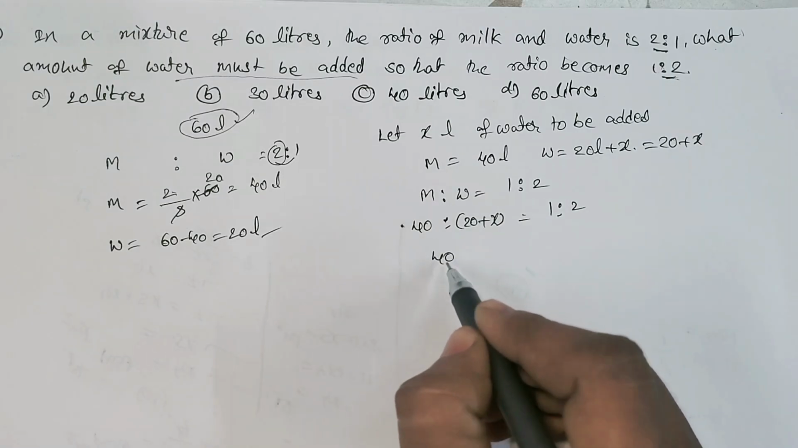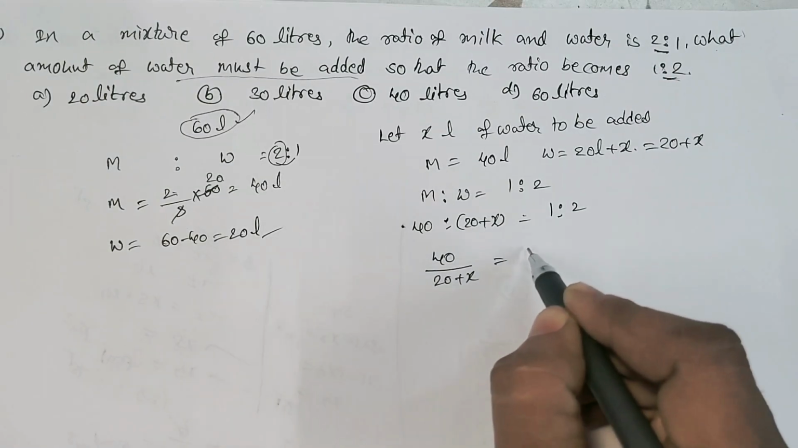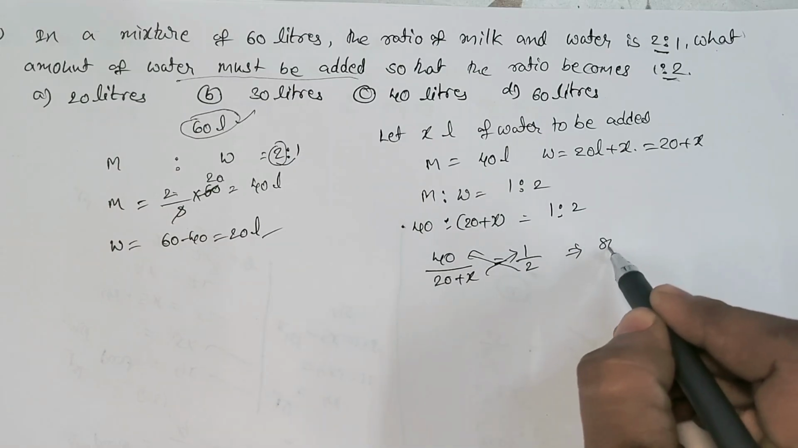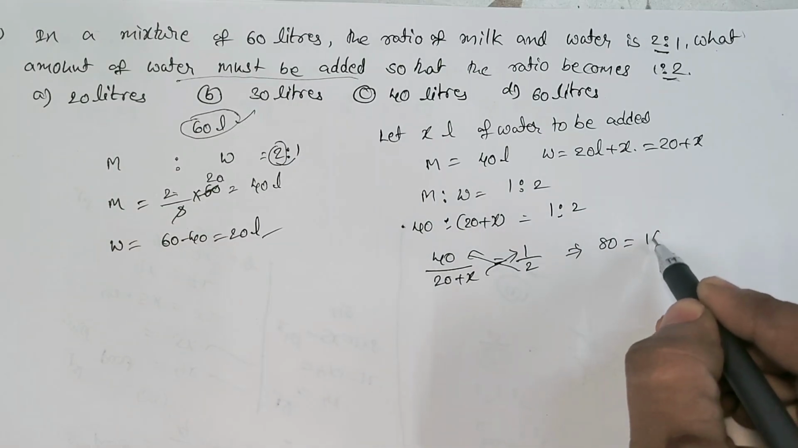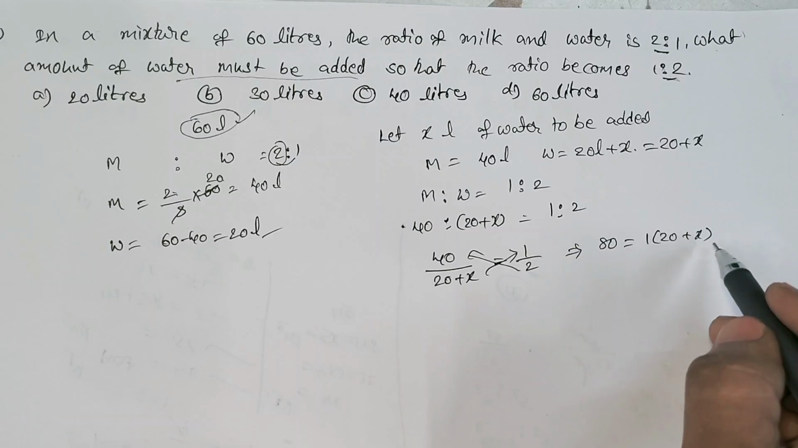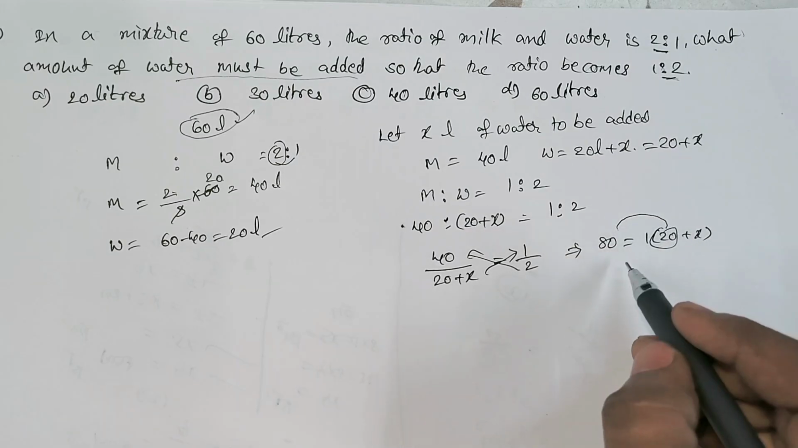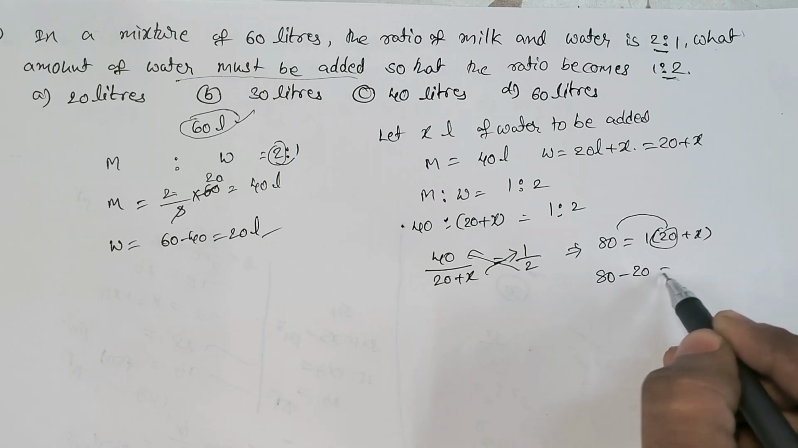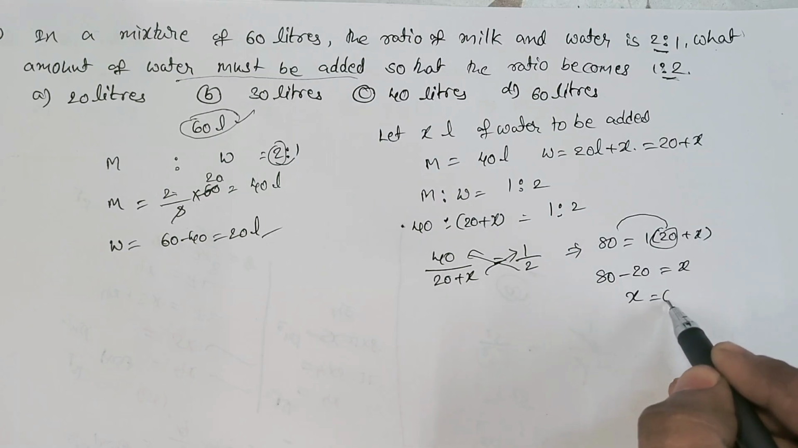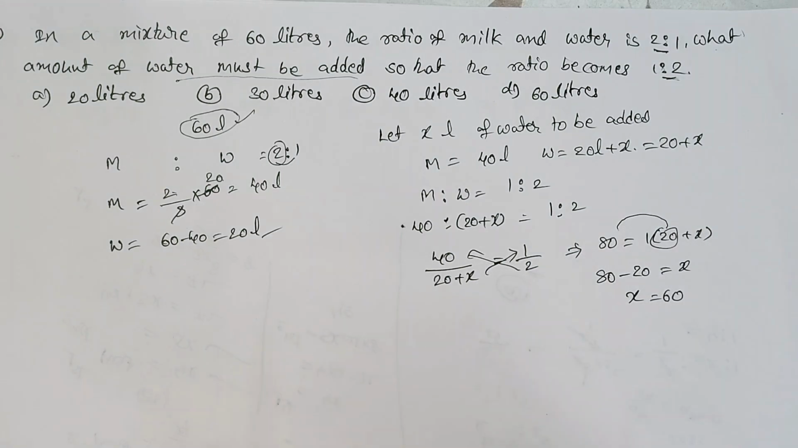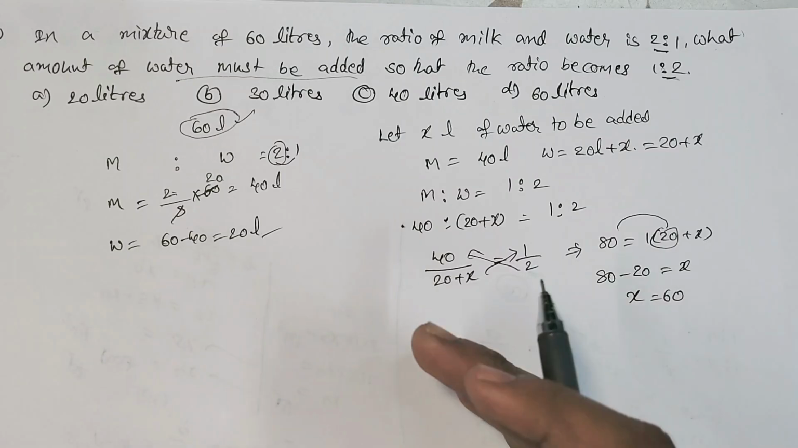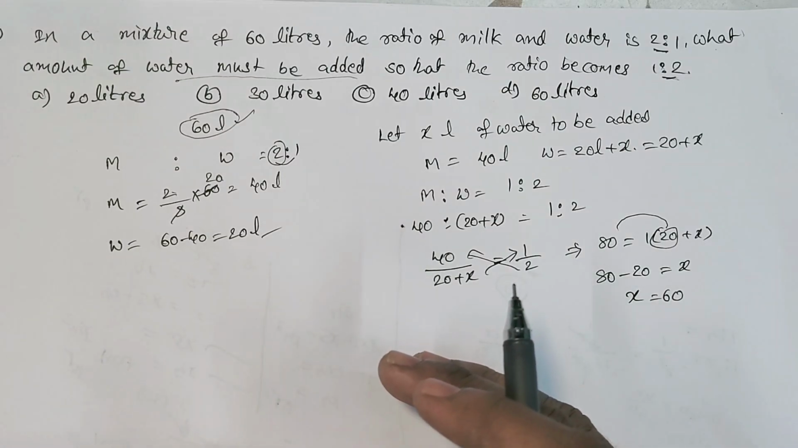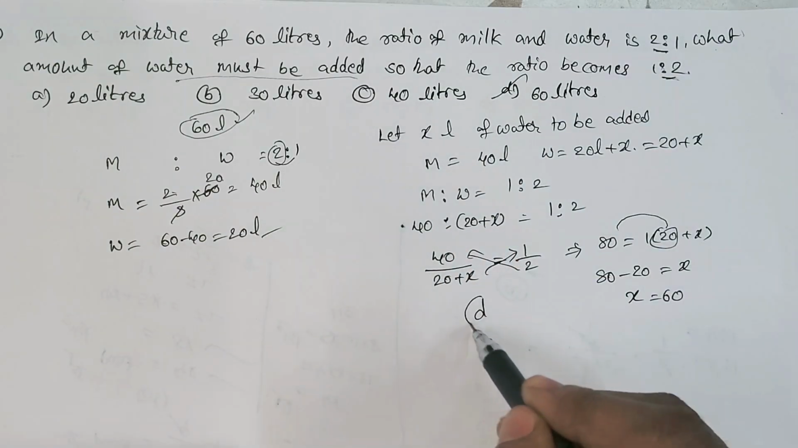So this can be written as 40 by 20 plus x given as 1 by 2, and doing cross multiplication we get 40 into 2 is 80 equals 1 into 20 plus x, that is 20 plus x. Transposing this plus 20 to the other side we get x is equal to 80 minus 20, that is 60. So x value is 60 liters. That means adding 60 liters of water to it, the ratio between the milk to water becomes 1:2. So option D is the correct answer for this question.